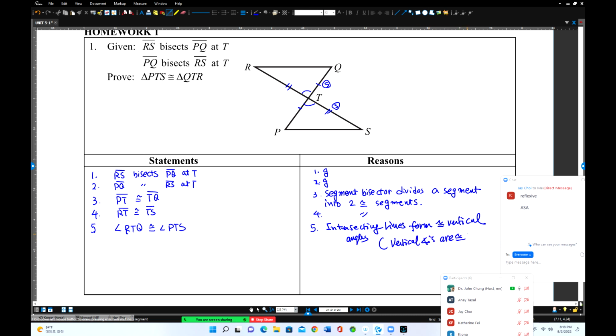You can say it simply, okay? Many teachers like to use this one: vertical angles are congruent. So we got everything: side, angle, side. Now we can say triangle PTS congruent to triangle QTR. The reason is what? Side angle side. Or you can say SAS, or congruent by side angle side. This is okay too.